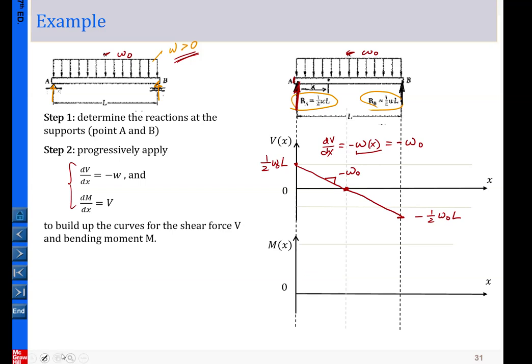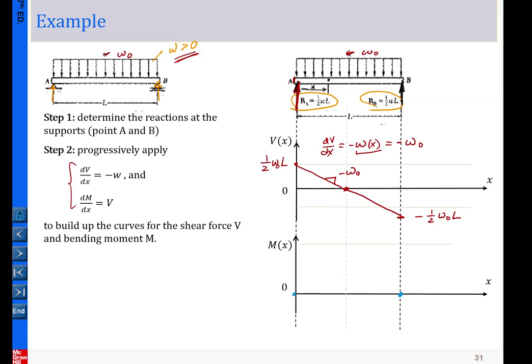Then we move on to M of x, and let me change color for M of x. Using this color here. In this segment, you can see in this diagram there's no bending at the start, so we expect the bending starting from 0. At end B, there's no bending, so we expect it to end up at 0 here. Now we're going to figure out what is in between.